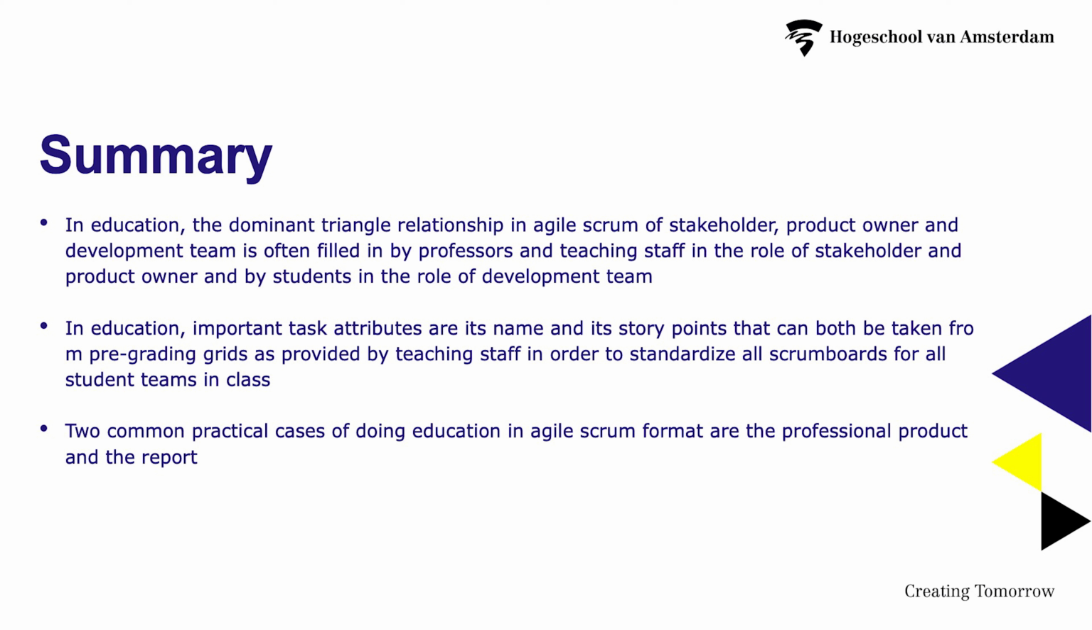In this video, you've learned that the dominant triangle relationship in Agile Scrum are stakeholder, product owner and development team. In education, the teaching staff have the role of the stakeholder and product owner. Students have the role of developers. Also, you've learned that in education, it is handy to take important task attributes such as task name and story points of a task from pre-grading grids as provided by teaching staff in order to standardize all Scrum boards for all student teams in class.